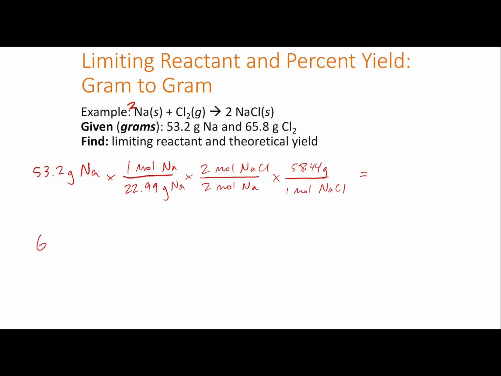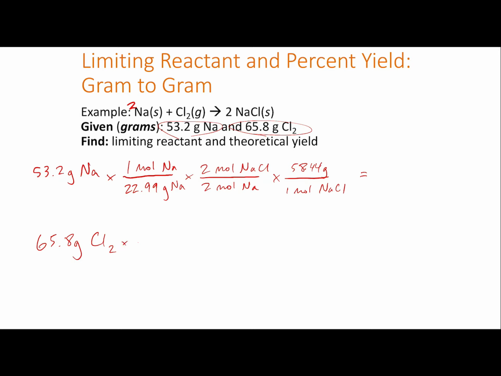So we've got 65.8 grams of chlorine gas. Now here's something I want to point out before we get an answer. Often you'll look at your initial amounts and say, oh yeah, one's more or less than the other. Don't let that influence your decision on which one's limiting. Right now it looks like sodium's limiting because we have less sodium. But that may not be the case.